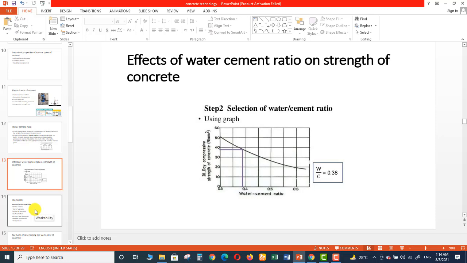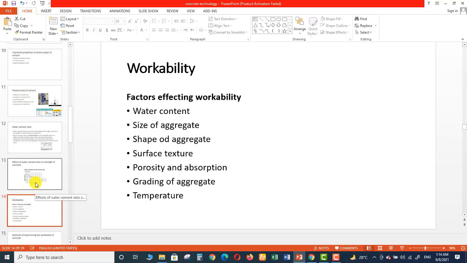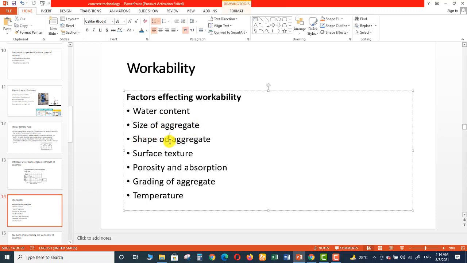So these are some of the effects of water cement ratio on the strength of concrete. The next is factors. There are various factors which can affect the workability of a concrete. Some of the important factors are water content, size of aggregate, shape of aggregate and surface texture, porosity and absorption, grading of aggregate, and then temperature.